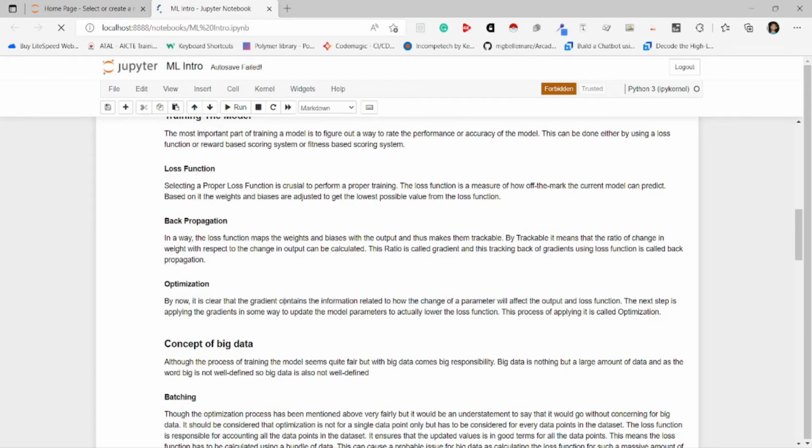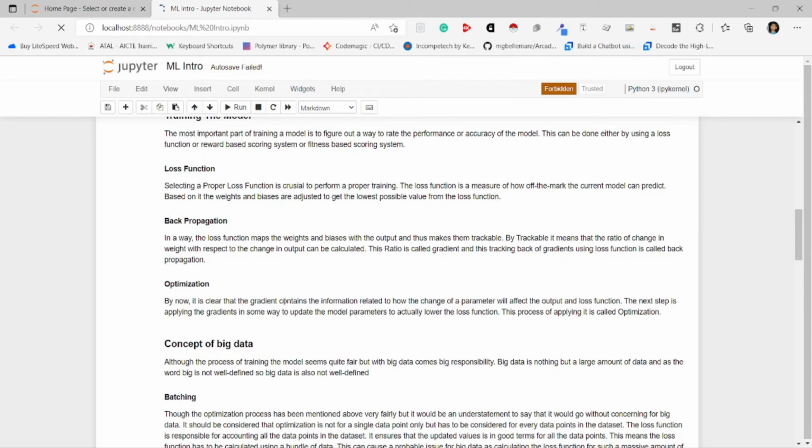In a way, the loss function maps the weight and bias with output and thus makes them trackable. By trackable, it means that the ratio of change in weight with respect to the change in output can be calculated. This ratio is called gradient, and this tracking back of gradient using the loss function is called backpropagation.